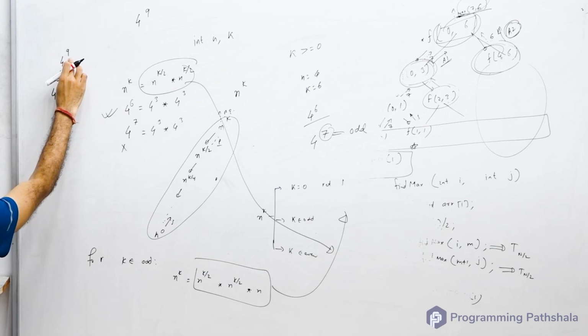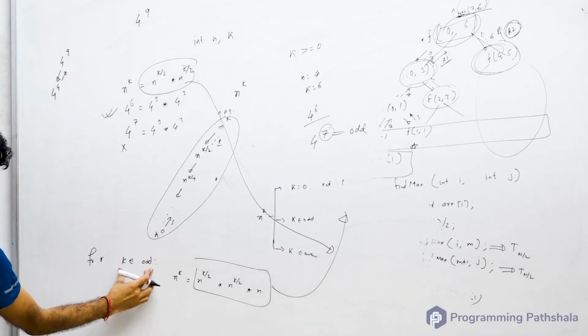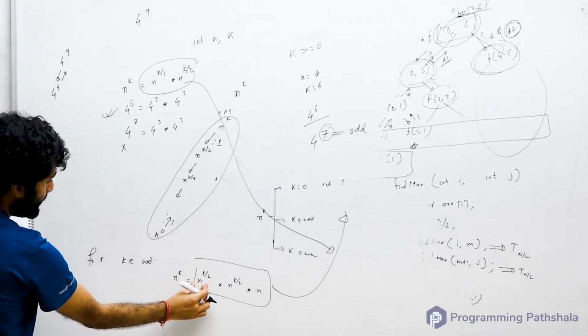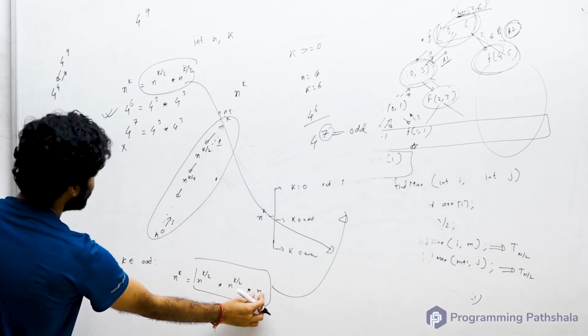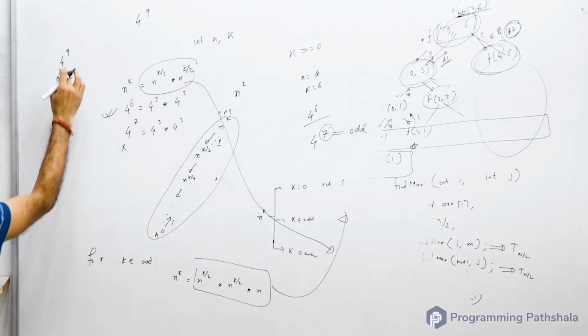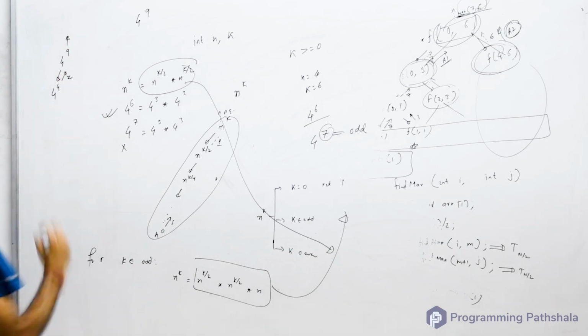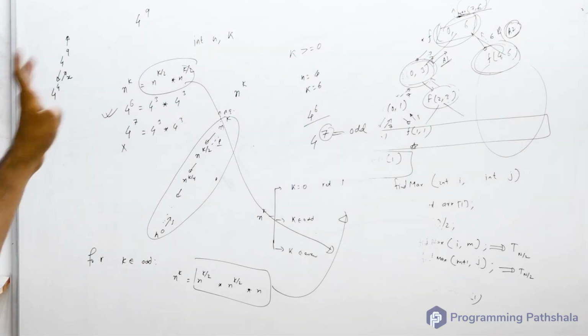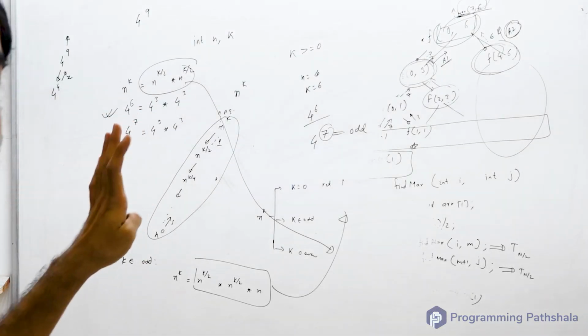When k is odd, you are invoking this, multiplying this by itself, and then multiplying this by n and returning it. So let's say this returns you x. Can somebody tell me what should be the value returned by it? It should be x into 4. Is that clear to everyone, right?